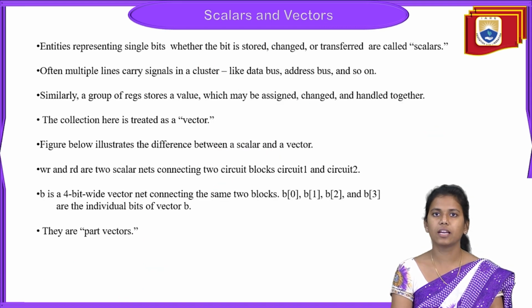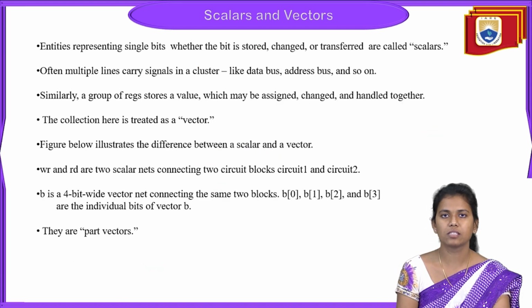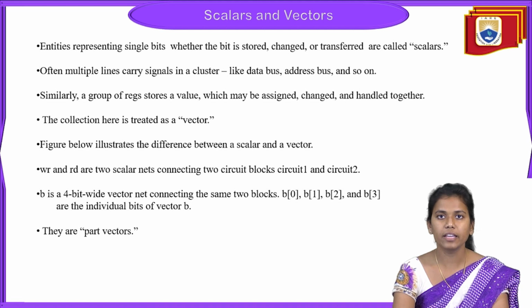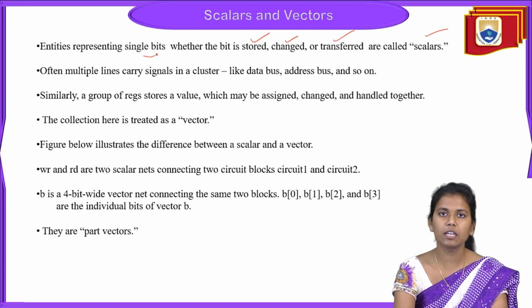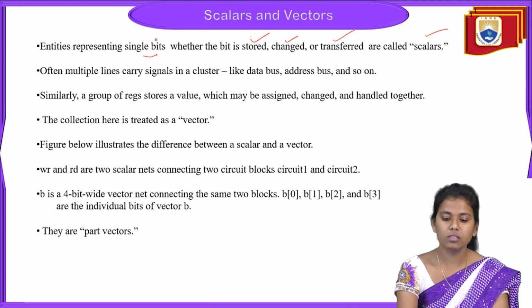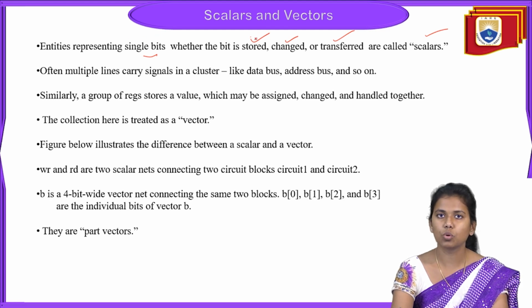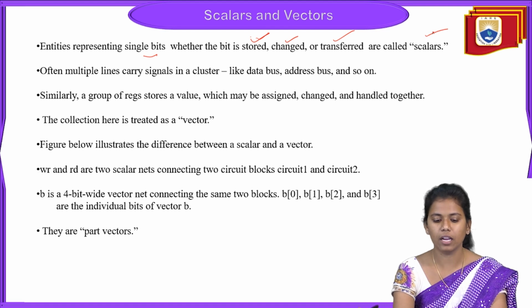And what are scalars and vectors? So what are scalars? Scalars are the entities representing single bits. Whether the bit is stored, changed, or transferred, they are called scalars. Scalars are single-bit representations, and whatever single bits there are, they can be stored, interchanged and transferred. They are nothing but scalars.